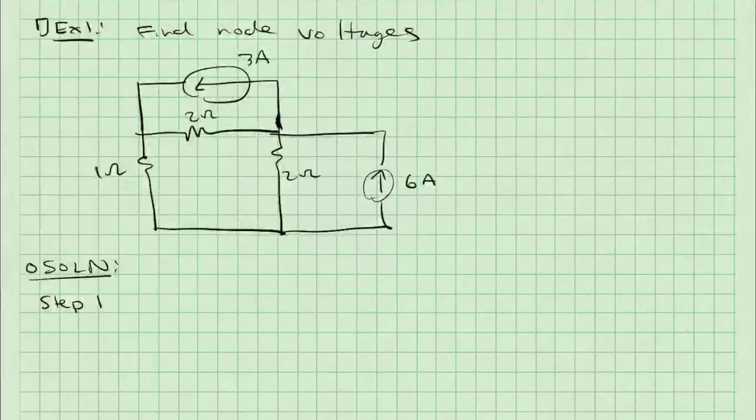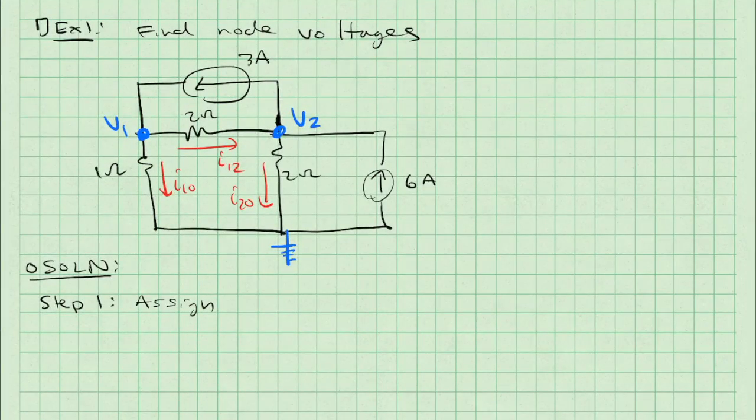Step 1 is to assign the node voltages. I'm going to start from the left and work my way right, and assign the leftmost node to be V1, and then the next node to be V2, and the bottom node to be ground. If I assume that V1 is bigger than V2, which is bigger than ground, then I know which direction my current will go because current wants to go from a high potential to a low potential.